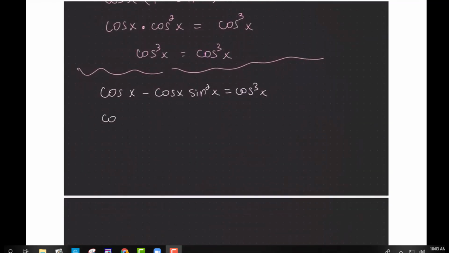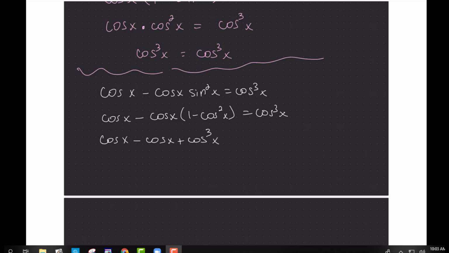So you would have had cosine of x minus cosine of x. And then where there was a sine, you would have put 1 minus cosine squared of x. And we're hoping that that equals, right? And then now you could have multiplied through. So you would have had cosine of x minus cosine of x plus cosine to the third of x. Right? Just using your distributive property. Am I good so far? You guys good so far?